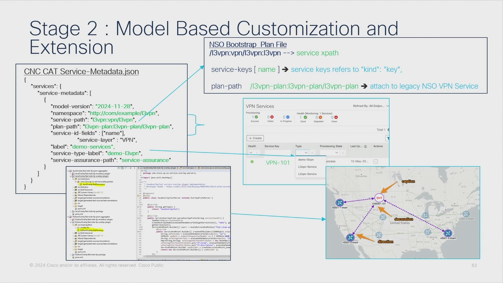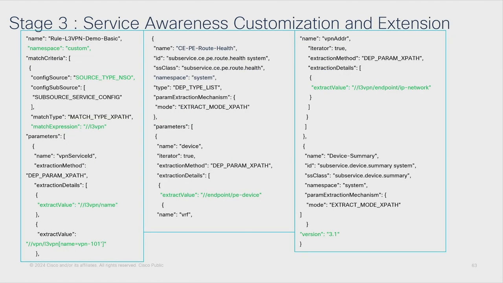Moving on to your service-aware customization, the extensions are to create your service-level capabilities. For example, when we start with your own NSO service models, you visualize them on CNC. What's next? How could you extend this into stage 3, to do service awareness?